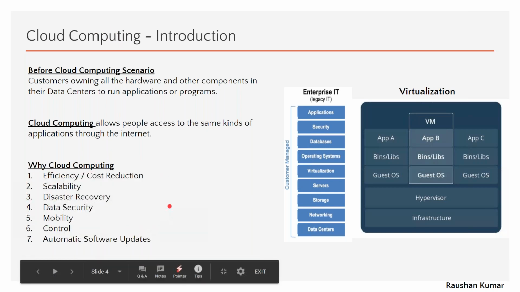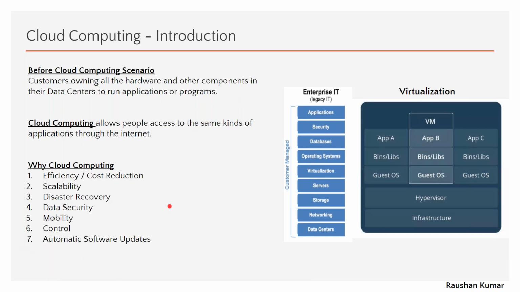Disaster recovery. Suppose you have hosted your application in one of the data centers, which, by the way, in the AWS world are called availability zones, AZ.